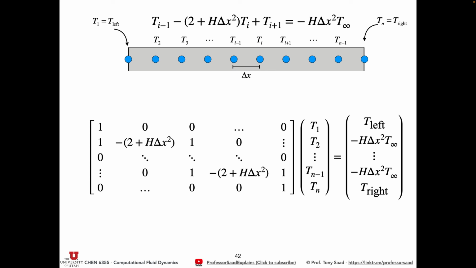The row number 2 corresponds to point number 2, the equation at point number 2, which is t1 minus this times t2 plus t3 equal, etc. Indeed, this is 1 times t1 minus 2 plus h delta x squared times t2 plus 1 times t3 plus 0 times all the other ones equal to minus h delta x squared, and so on.